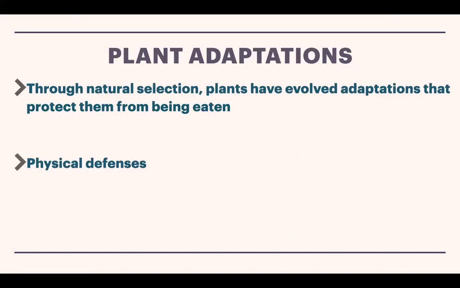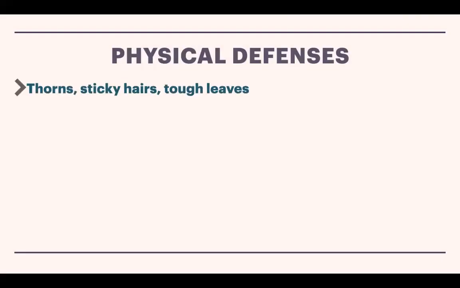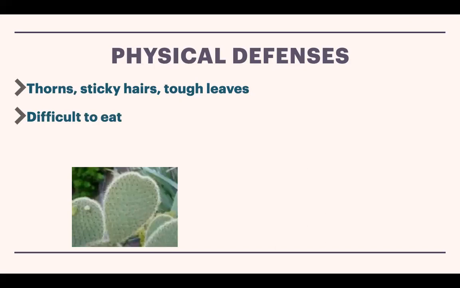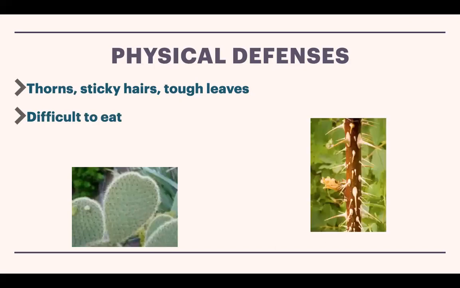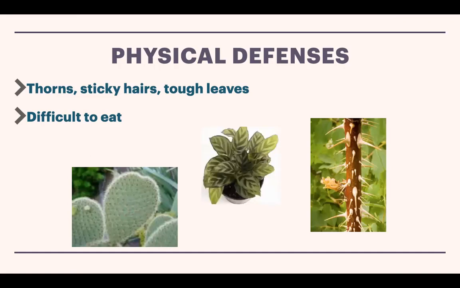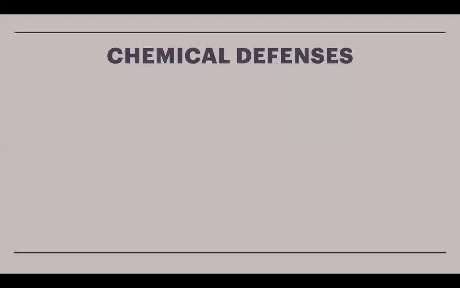This happens in two ways, either physical or chemical defense. Physical, I'm sure that you can guess: thorns, sticky hairs, or tough leaves. Why tough leaves? It makes them hard to eat. So you've got the cactus, and I forget what plant that is, maybe honeysuckle or something like that. Or you have plants with really thick leaves that are just hard to eat because they're so thick.